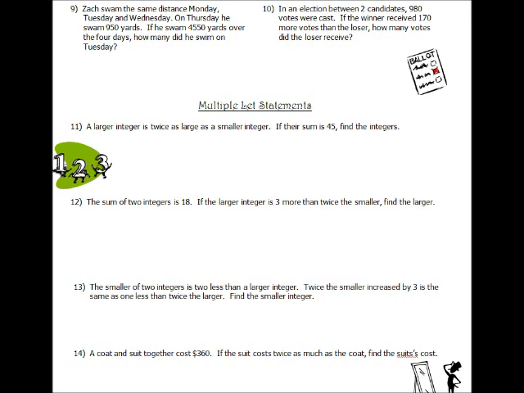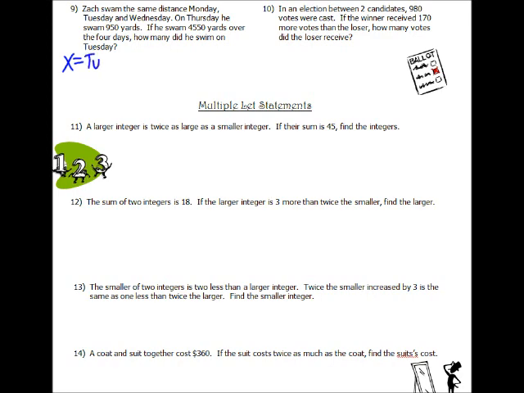I'm going to look at number 9. Zach swam the same distance Monday, Tuesday, and Wednesday. On Thursday, he swam 950 yards. If he swam 4,550 yards overall, how many did he swim on Tuesday? So I can let x equal the yards that he swam on Tuesday.